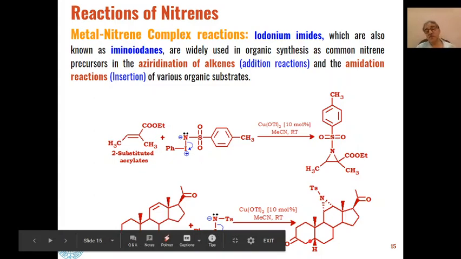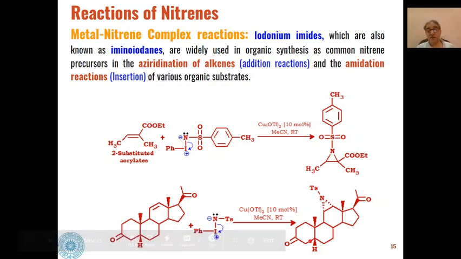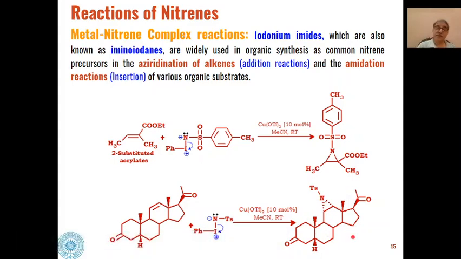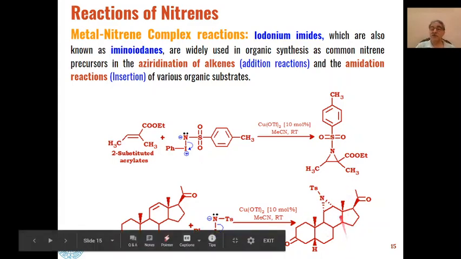Similarly, in the second example, you can see that these amino iodines are generated from triplet cuprates in the presence of acetonitrile at room temperature, and the nitrenes generated will add to this carbon-carbon double bond to give us a stereospecific addition of nitrenes to the carbon-carbon double bond, and the product formed is a stereospecific product.